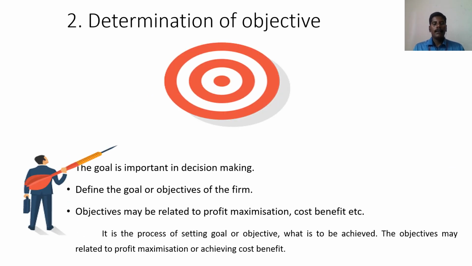And the second step is defining the objective. What am I going to implement for this problem? Whether I am going to improve the profit of the company, or reduce the cost of the company, we need to define my objective towards such a problem. So the second step is a process of setting a goal or objective against the problem. What is my expected solution towards such a problem? This is the second step in decision making.